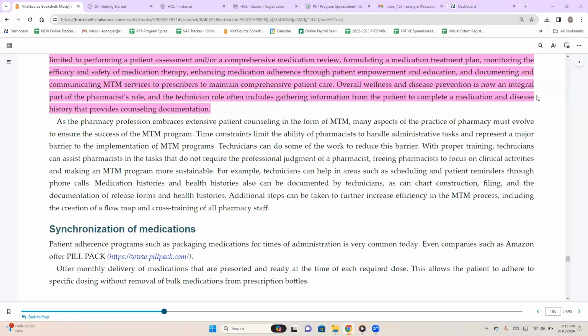As the pharmacy profession embraces extensive patient counseling in the form of MTM, many aspects of the pharmacy practice must evolve to ensure the success of the program. Time constraints limit the ability of pharmacists to handle administrative tasks and represent a major barrier to the implementation of the MTM programs. Technicians can do some of the work to reduce this barrier. With proper training, technicians can assist pharmacists in the tasks that do not require the professional judgment of a pharmacist, freeing pharmacists to focus on clinical activities and making an MTM program more sustainable.